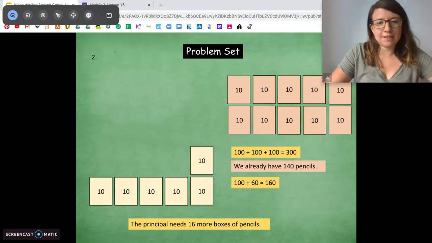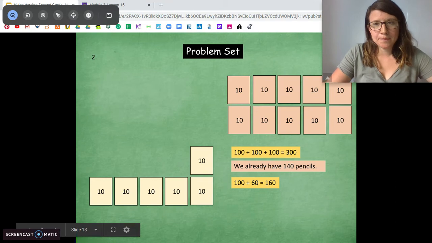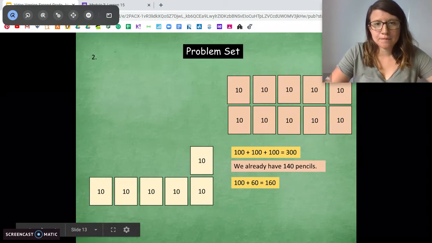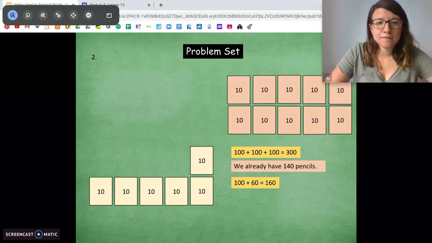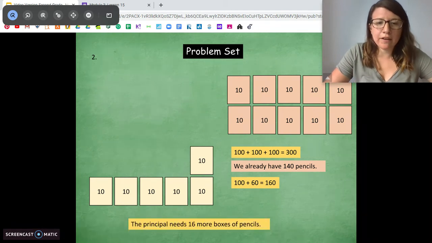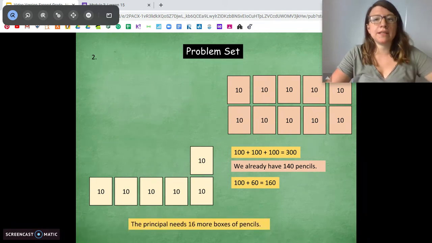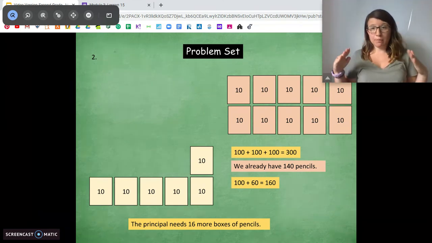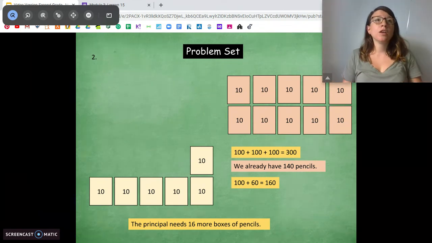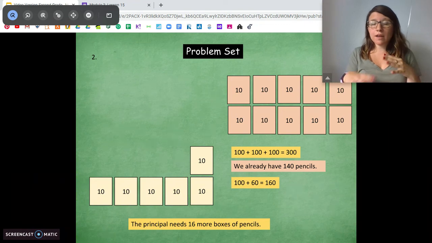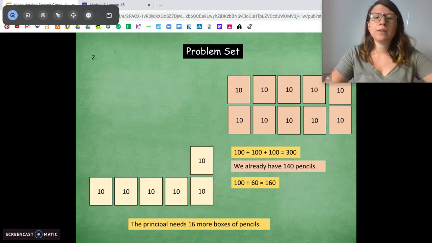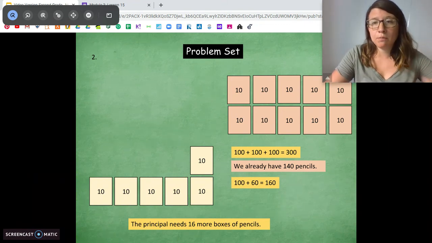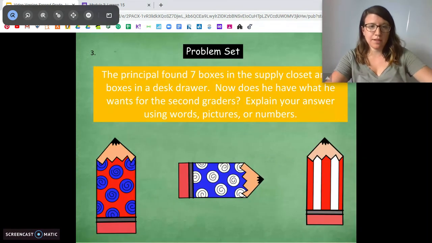How many boxes is that? Yeah, it's 16. Very good. So we need 16 more boxes of pencils. Again, you could have solved that a different way. You could have written a number sentence and decomposed. You could have used a number line. You could have used place value discs, whatever works for you. But you should have come up with 16 boxes of pencils the principal still needs.